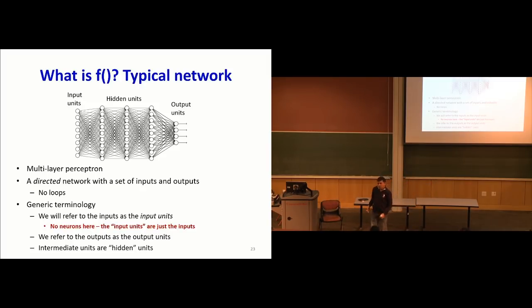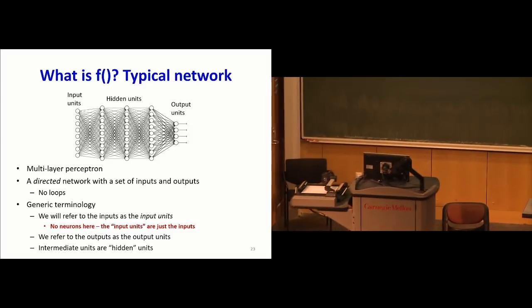Generic terminology, where you often hear of this term, an input layer or input units. When we speak of input units, these are not neurons. These are just the input. We will not actually think of these as neurons. We will not count this as part of the network. And then you have a bunch of hidden units.